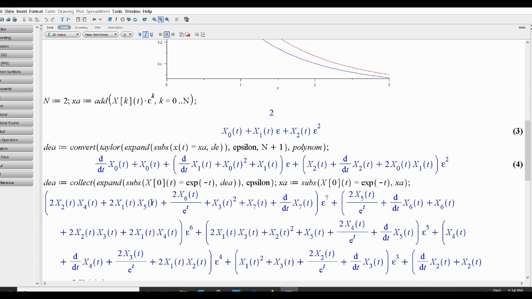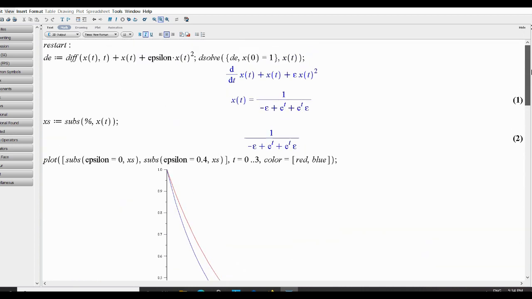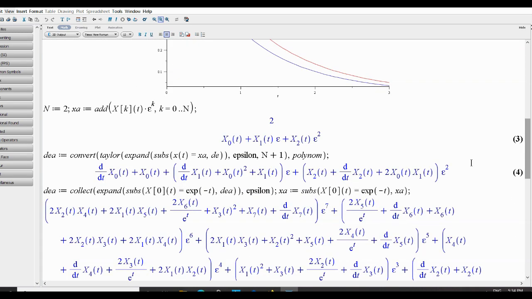Now, because my initial condition is x of 0 is equal to 1, that's my initial condition. So when I come here, you see this initial condition equals 1 means this initial condition is 1, this initial condition is 0, this initial condition is 0, and so on. As many as I keep, all of them are 0.